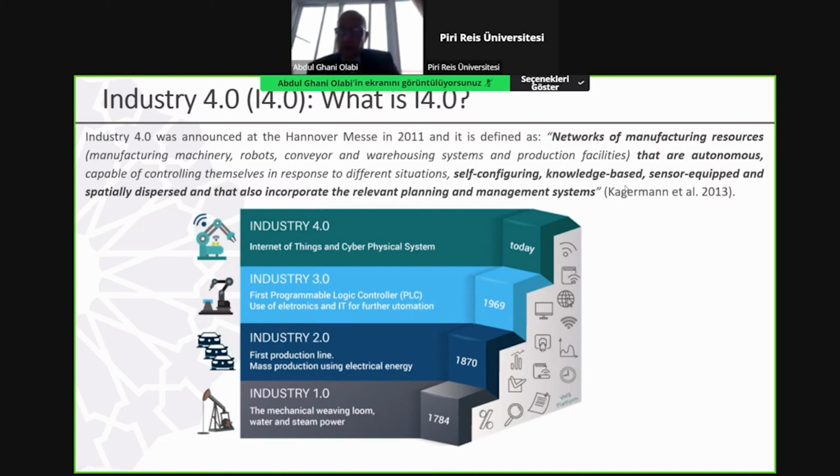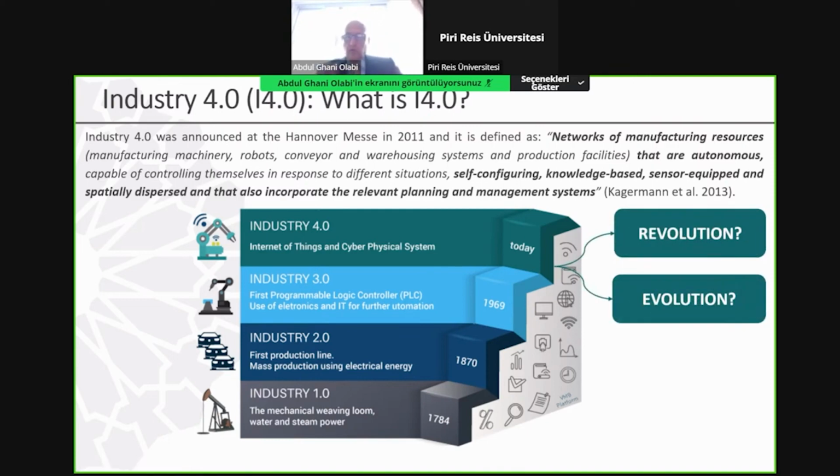Here it is a network of manufacturing resources. The manufacturing resources can be machinery, robots, conveyors, and so on, that are autonomous and capable of controlling themselves. It means there is a robot, a program, an algorithm behind it which makes all of this work. They are self-configuring, knowledge-based, sensor-equipped, and so on. You can also see the classification, when it started and where we are now regarding Industry 1, 2, 3, and 4.